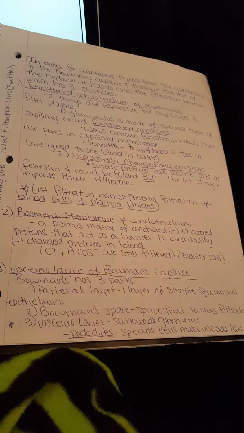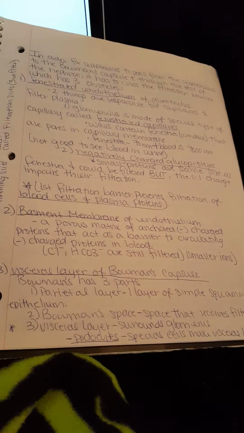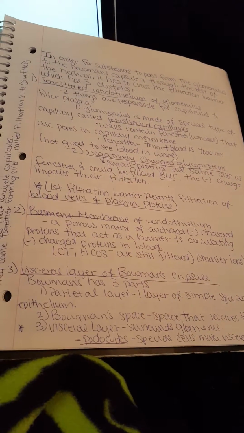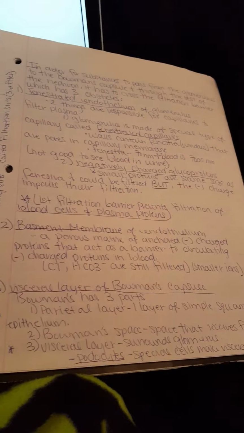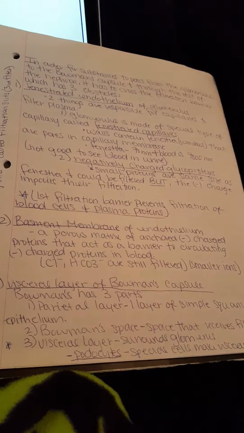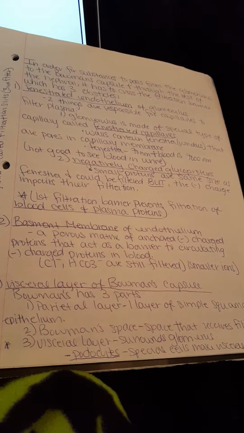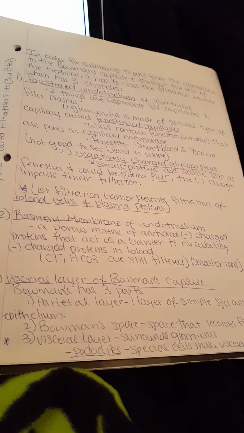This visceral layer is made up of podocytes, which are long finger-like processes that encircle the capillaries. They come together forming slits or gaps called filtration slits. And that's the third filter, those filtration slits, depending on what can get through those or not.